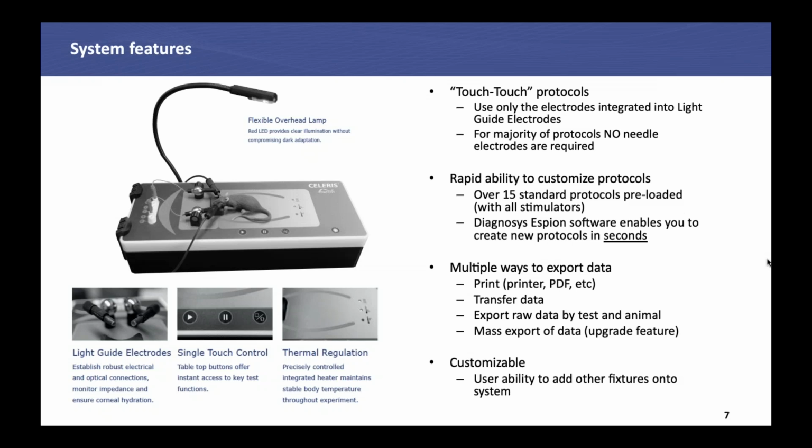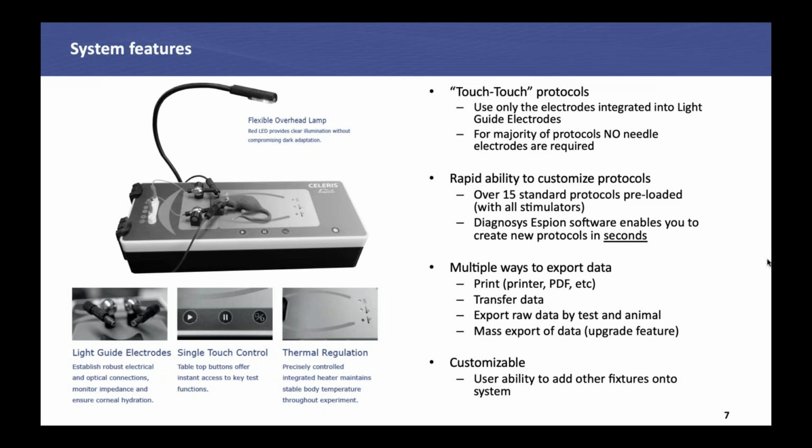increases the performance, because in that case you're stimulating one eye, say the right eye, and using the left eye as a reference, and the fellow eye in both animals and humans has been found to be a very good reference location. So our touch-touch protocols, which I'll show in a second, are a major thing that you can do when you bring the light stimulus right up to the eye. Our software has the ability to customize protocols very quickly, and there are multiple different ways to export the data. You can print, you can transfer data, you can export raw data, and you can mass export data as well.